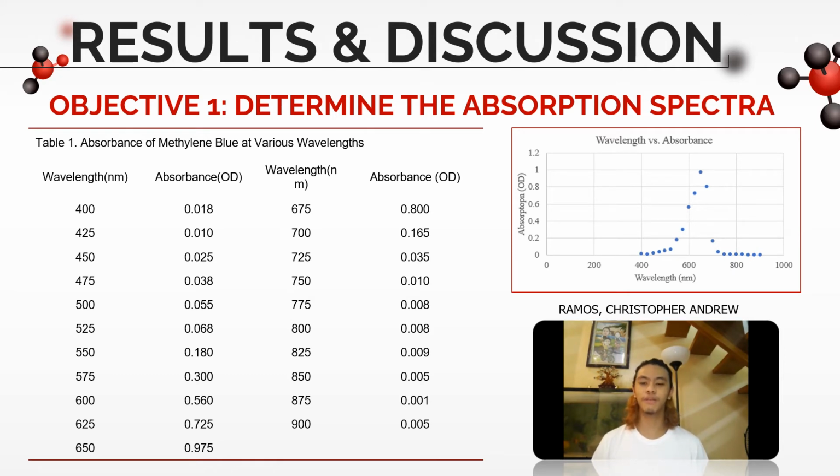So for objective number 1, the determination of the absorption spectra of methylene blue. As we could see in table number 1, the absorbance of methylene blue at various wavelengths. In the first and third columns, we could see the wavelengths of the light that is shot through the cuvette. On the other hand, the columns beside them are the absorbance readings from the spectrophotometer. Meanwhile, the figure on the right is a plot of the data that was tabulated in table number 1.